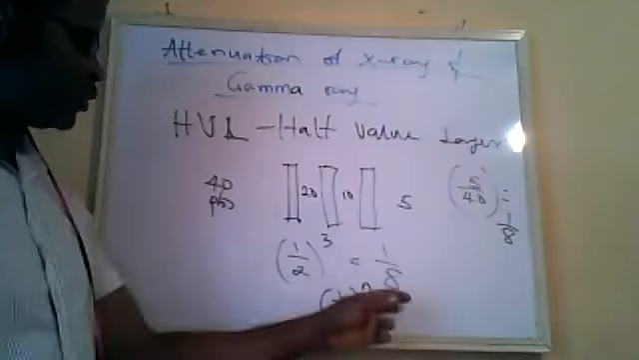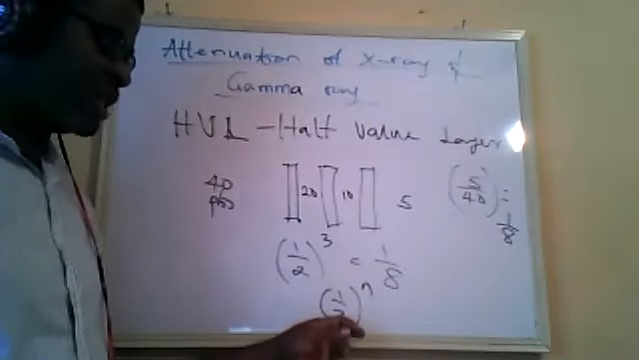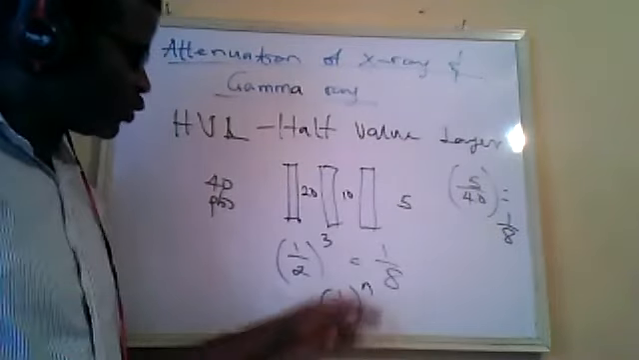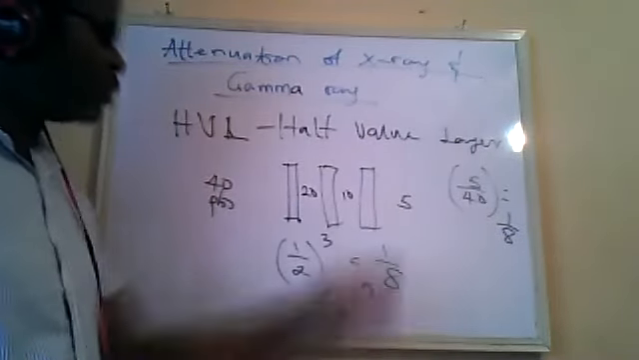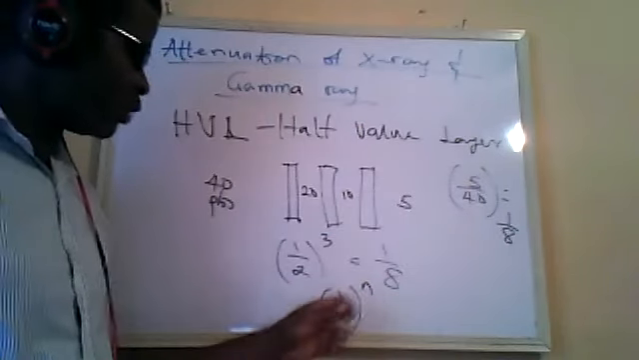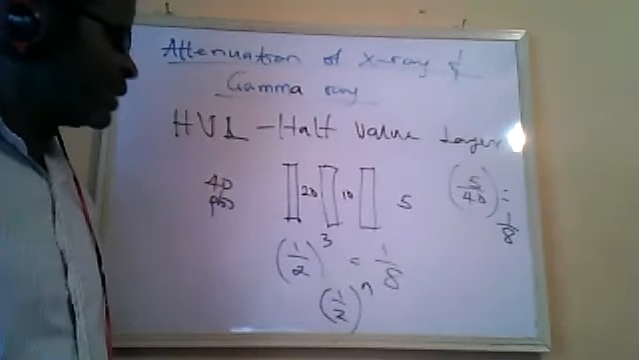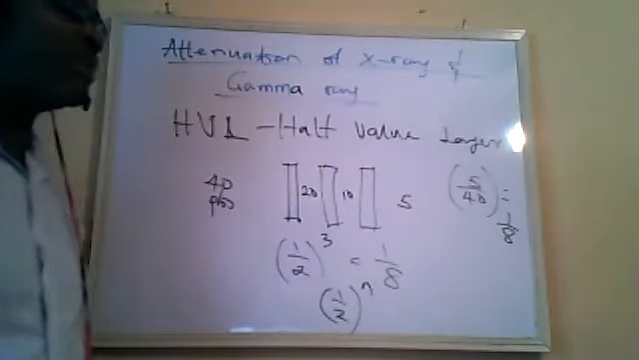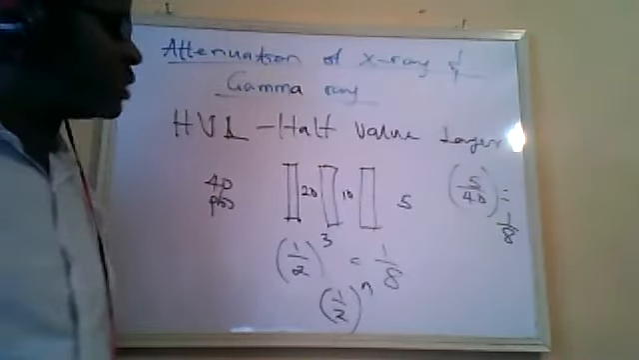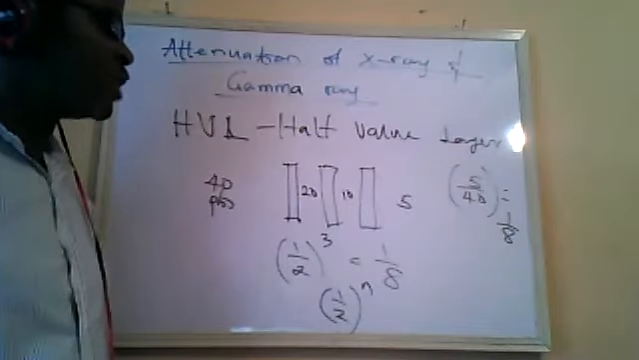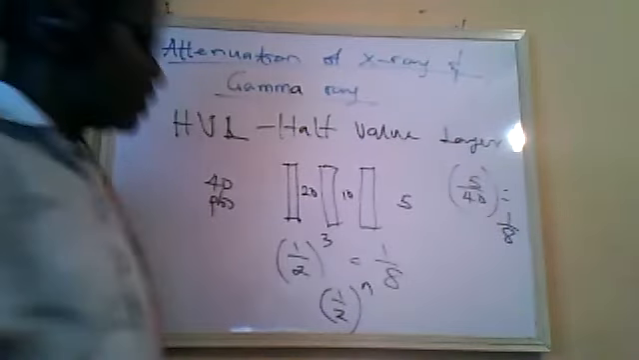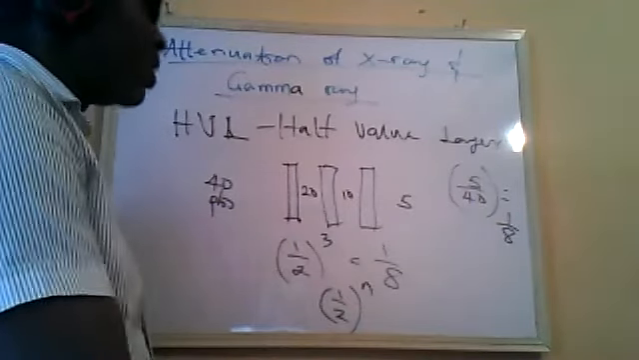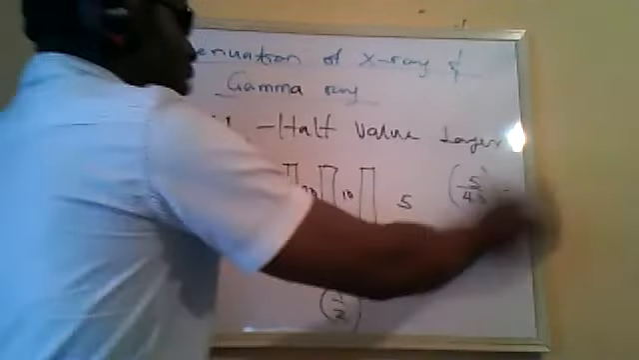You can simply do that by saying 1 over 2, which is the half, all raised to n. Assuming we have 10 here, this is 1 over 2 raised to power 10 to give us the amount of photons that will be remaining. And of course, the number that has been removed is 1 over 8 of the total.